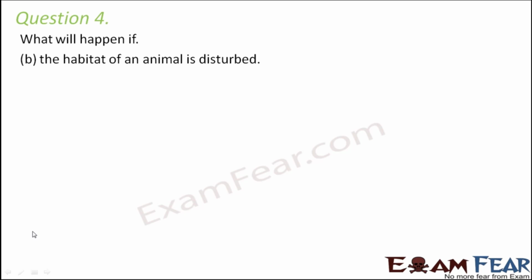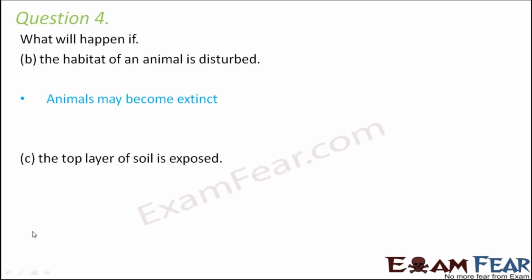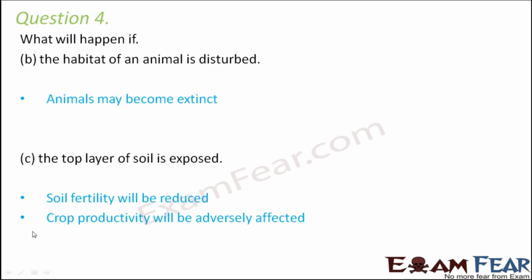What will happen if the habitat of an animal is disturbed? So if an animal's home is disturbed, the animal might become extinct, because if they are already lesser in number, their number will reduce all the more, they can even become lost. The top layer of soil is exposed. If the top layer is exposed, it can get very easily carried away by water. So the soil fertility will be reduced, because the top layer contains humus, which gives fertility to the soil. So the fertility will be reduced, and if soil fertility is reduced, then the crop productivity will also be reduced.